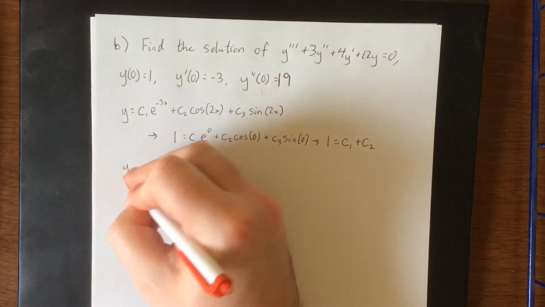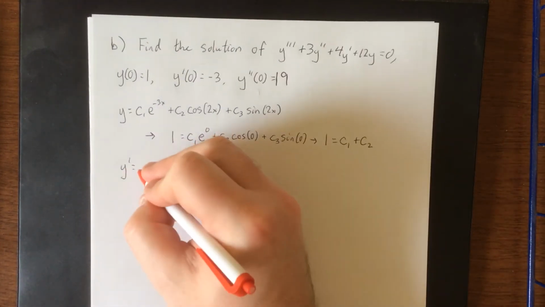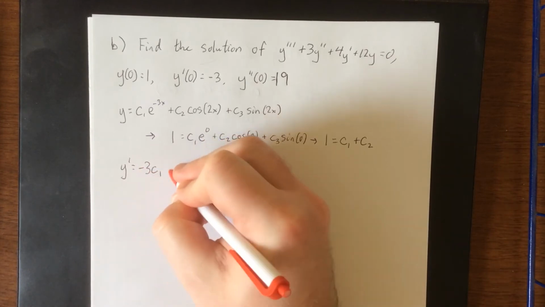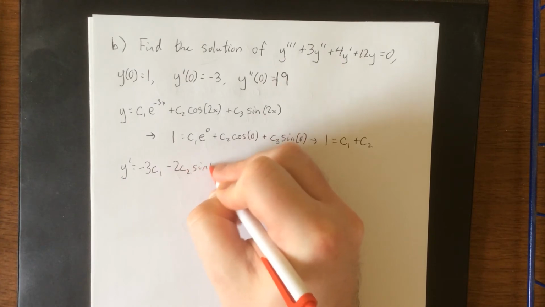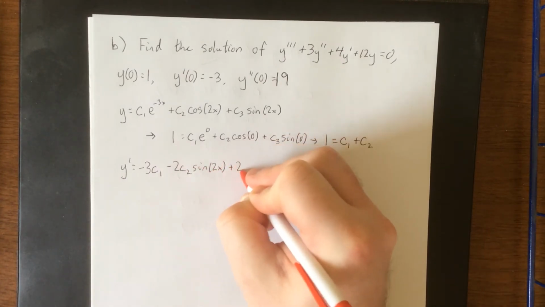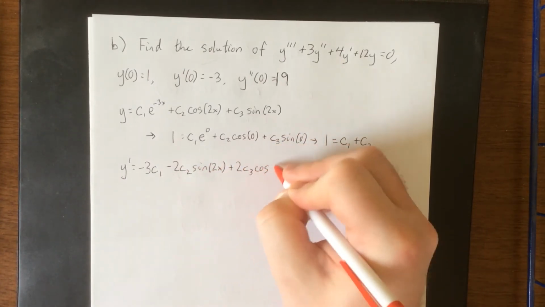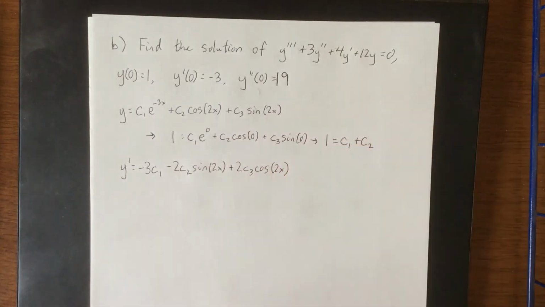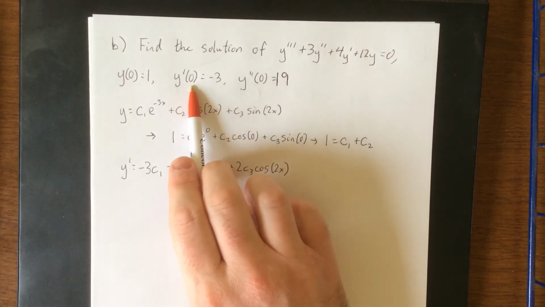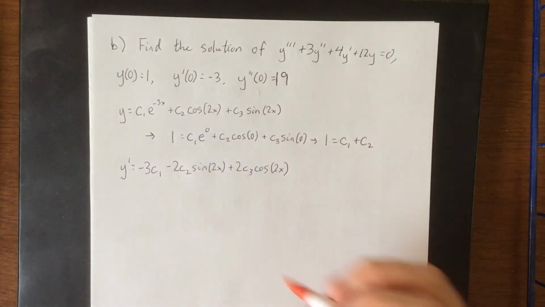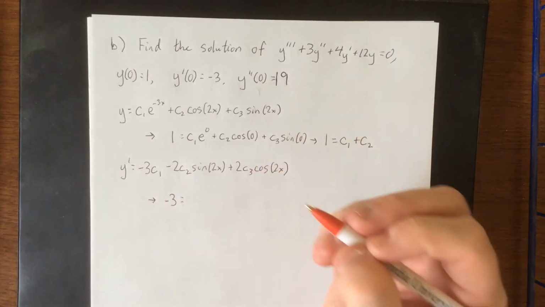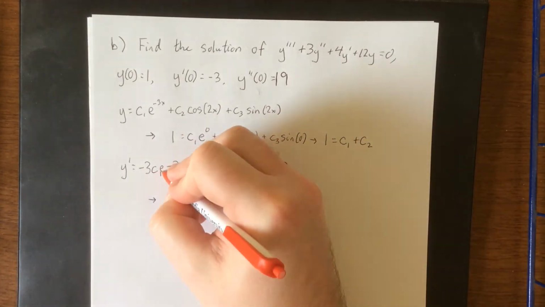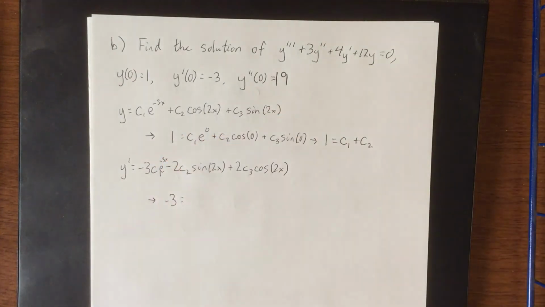For the first derivative, from the previous page, that was negative 3c1 e to the negative 3x minus 2c2 sine of 2x plus 2c3 cosine of 2x. If we plug in this initial condition, that tells us that when x is equal to 0, the derivative will be negative 3. This gives us negative 3 is equal to, wait, I feel like I'm missing something. Yep, e to the negative 3x right there.